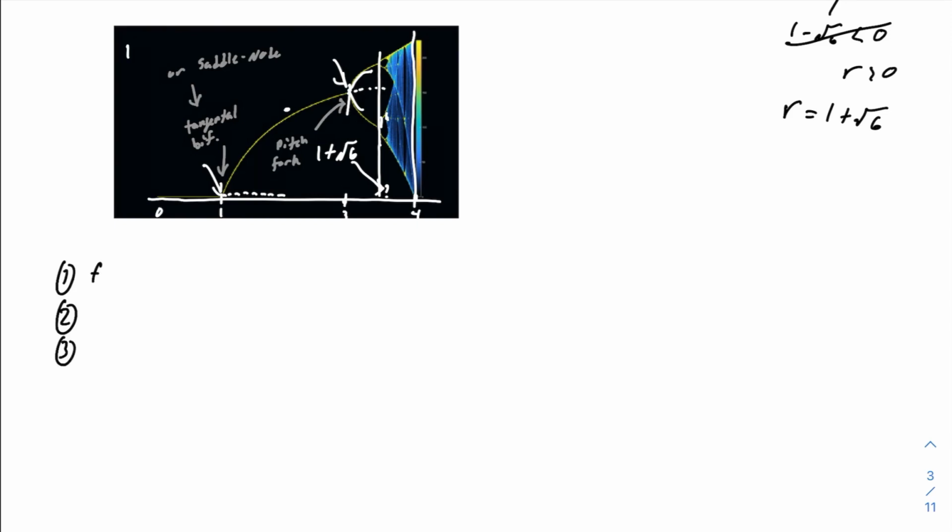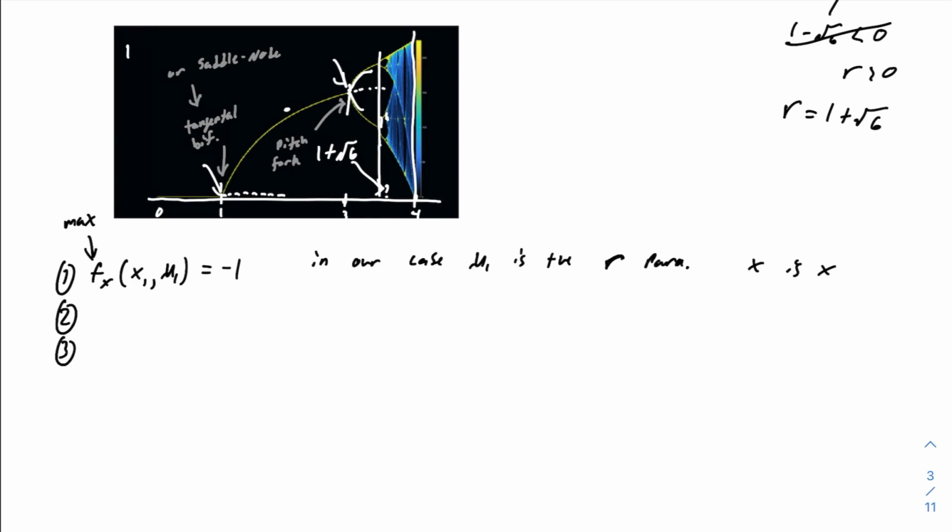One being f of x, so f, the mapping, partial derivative with respect to the x parameter at x1, mu1 must equal -1. So in our case, mu1 is the r parameter, and then obviously x is x.